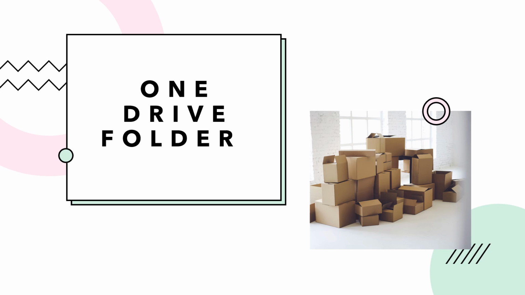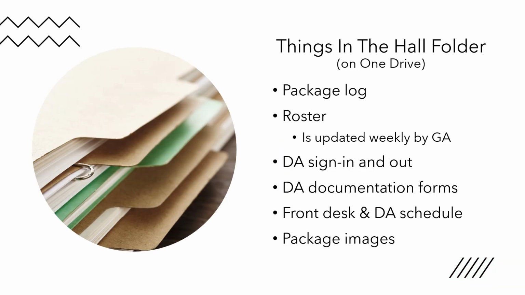All right, now that you have your bearings set of what items you have at the front desk, let's talk about the computer and what you're going to use it for. We're going to be sharing with you a OneDrive folder, and it's going to have all your team's information and all of your building's information. Let's talk some more about that. What you can find in your team's OneDrive folder are the package log, your building roster, the DA sign-in and out form, DA documentation form, front desk schedule, and your emailing package images.